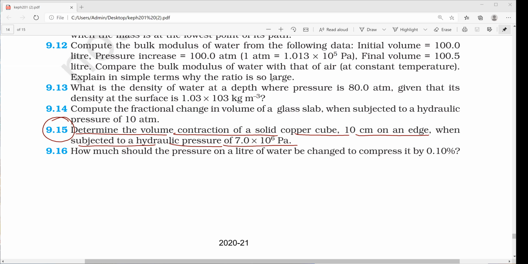So how to solve this one? First write the given things. So this one, 9.15 it is.